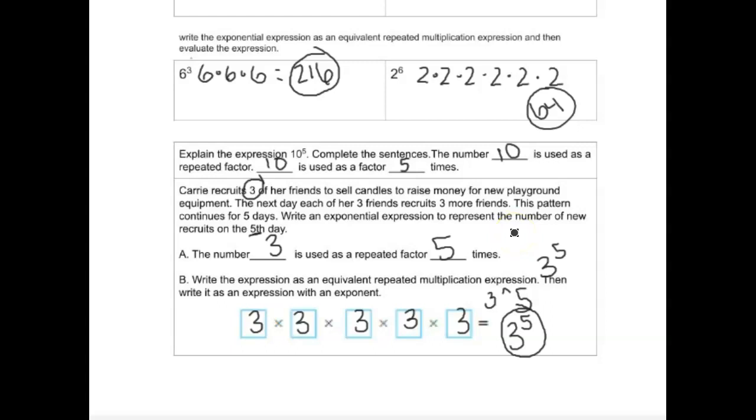If you ever need to go back over this lesson to make sure you have a better understanding, you can do that. There's also lots of great videos on YouTube and games online if you need to do more work on powers and exponents and bases.